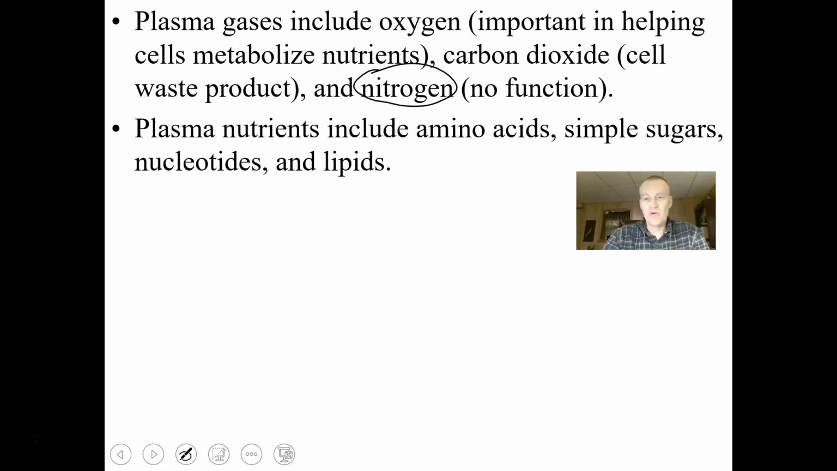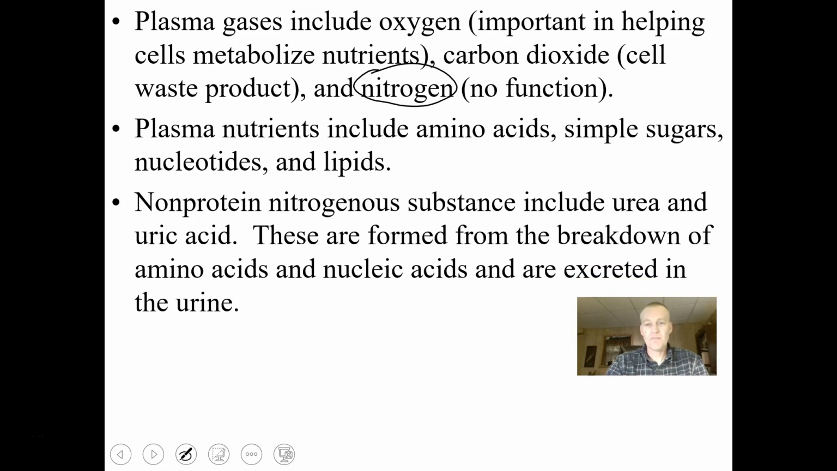Plasma nutrients include amino acids, simple sugars, nucleotides, and lipids. So you can have all kinds of nutrients in the plasma of your blood. And then some non-protein nitrogenous compounds might include things like urea and uric acid. These are waste products from the breakdown of nucleic acids and amino acids. These products, urea and uric acid, and even a little bit of ammonia as well, are going to be taken in the bloodstream to the kidneys to be filtered out of the bloodstream and made into urine and excreted out through urine.